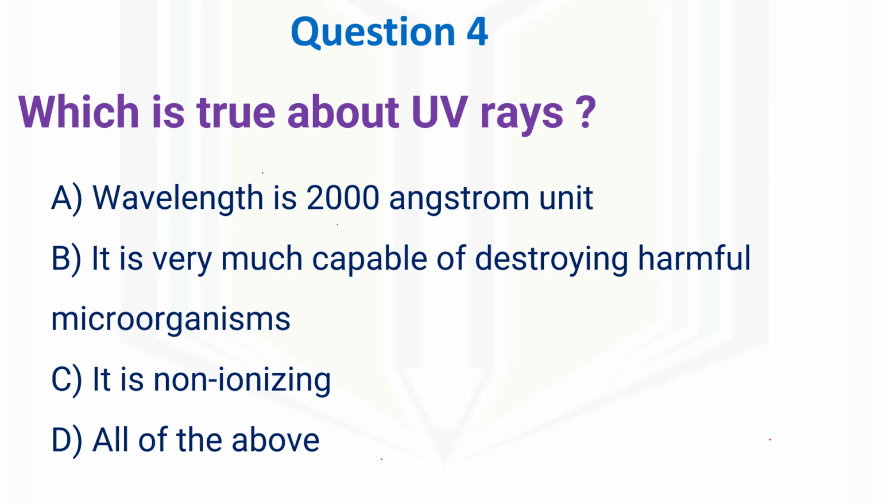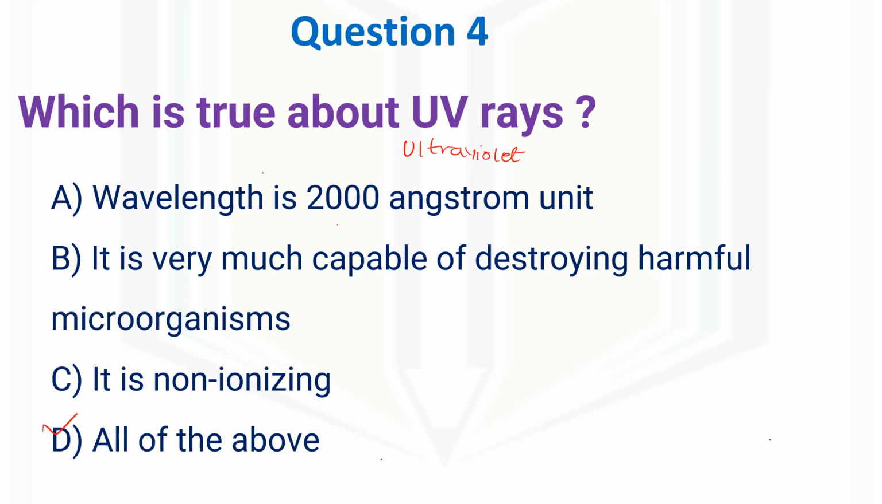Question number 4. Which is true about UV rays? UV rays are ultraviolet rays. Options are: wavelength is 2000 Angstrom unit; it is very much capable of destroying harmful microbes; it is non-ionizing; option D is all of the above. And the correct option is option number D, all of the above.